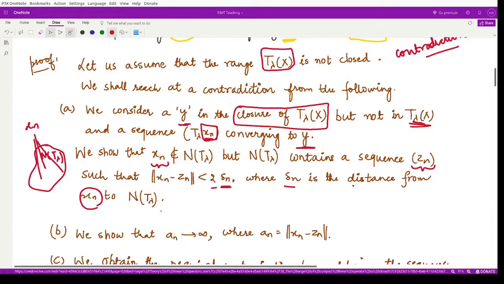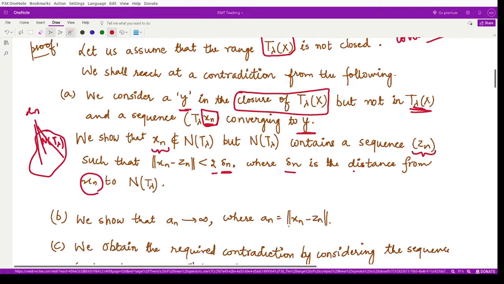So this is the first point. Next, using this point we shall be proving that if we consider the distance between xn and zn as an, so that means the norm of xn minus zn is an, then in this second case we shall be proving that this distance goes to infinity. That means these 2 points are very far away from each other.